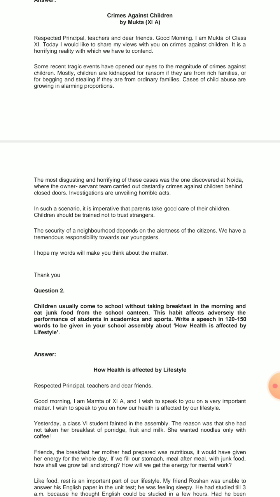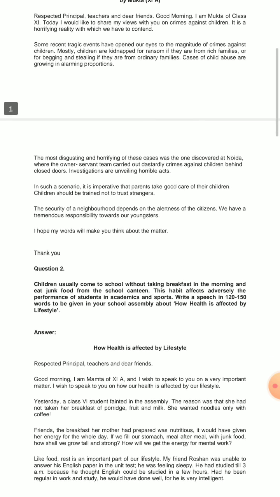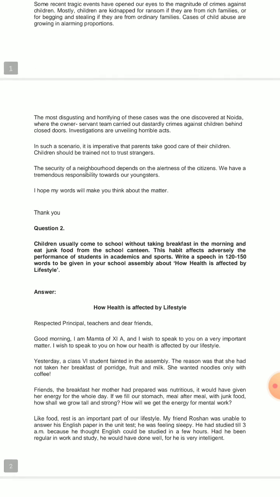The security of a neighborhood depends on the alertness of the citizens. We have a tremendous responsibility towards our youngsters. The security system also should be tight. At the end of the day, since we are seniors, we have a tremendous responsibility towards our children. At the end, you can write, I hope my words will make you think about the matter. That is the conclusion statement. And finally, you have to write, thank you, as I told you earlier.